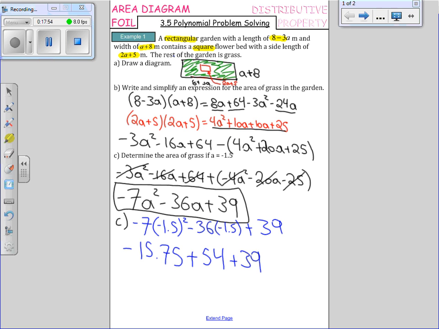Anybody not getting it in their calculator? Alright. Did you get it? We'll take a look at it after. So what's your final answer? 77.25. What's the area of the grass? What's the unit? Meters what? Squared. You write area as squared. 77.25 meters squared.